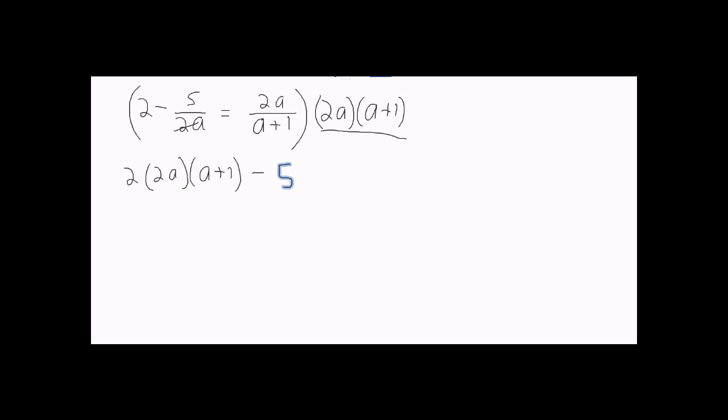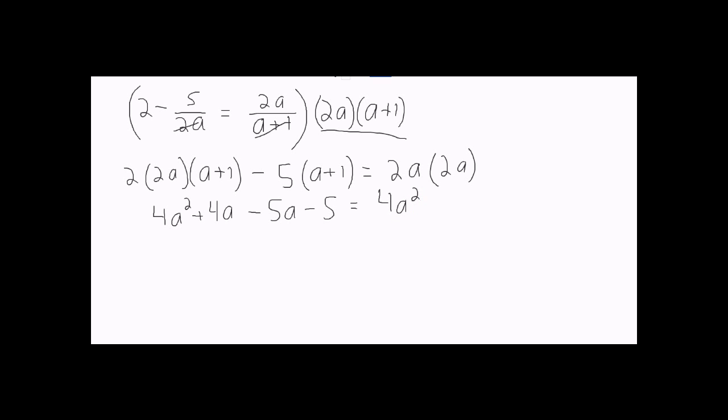So that just leaves me with 5 times a plus 1 equals, and when we multiply it over here, the a plus 1's are going to cancel out. And that just leaves you with 2a times 2a. Now we just have to multiply all the stuff together, get the quadratic looking guy, and simplify. So over here we're going to get 4a times a plus 1. That's 4a squared plus 4a, if you multiply all that out. Minus 5a minus 5 equals 4a squared.